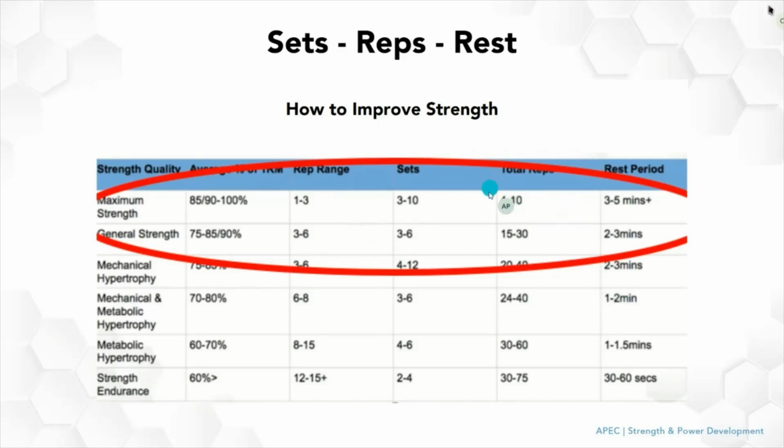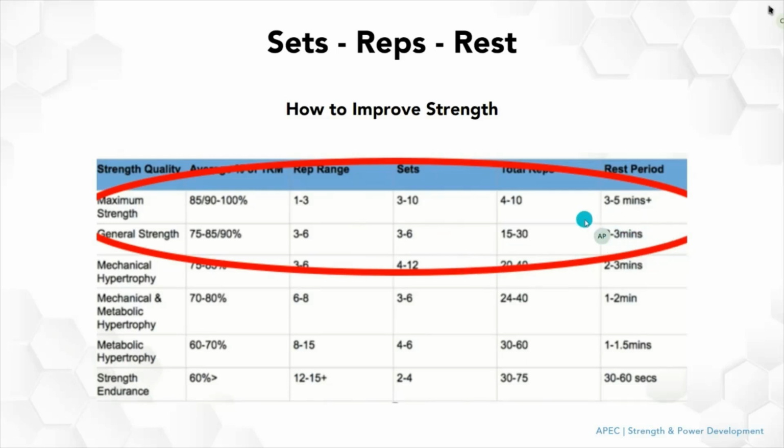And then here's a very important one. To monitor our load for the entire session, we have a total repetitions that we perform. So we have a minimum and a maximum to make sure we're getting enough stimulus that we can cause some sort of adaptation, but not too much that we're going to reduce the quality or overreach in a session. So for maximum strength, we don't want to go over 10 reps, and then for general strength, we don't want to push it past 30 reps in total. So this will be split between our sets and our reps.